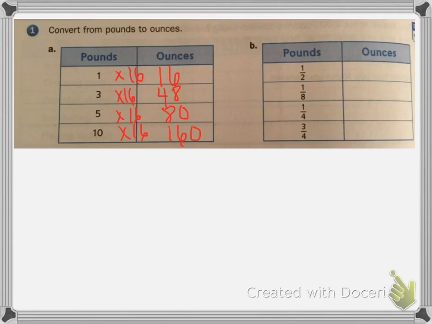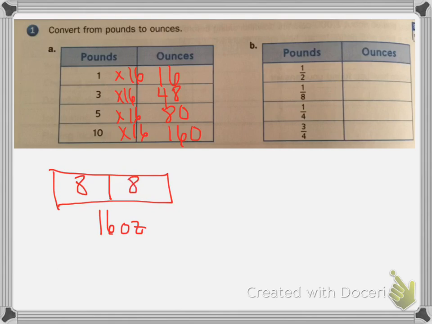Okay, now how are we going to figure out what a half of a pound is? Well, some of you may know what 1/2 of 16 is, but what would that look like? Well, if this is 16 ounces, because it's 1 pound, we want 1/2 of that, so we're going to split it into 2 equal groups. What times 2 gives us 16? Well, that would be 8. So we want just one of those 8s. So that means 1/2 of a pound would be 8 ounces.